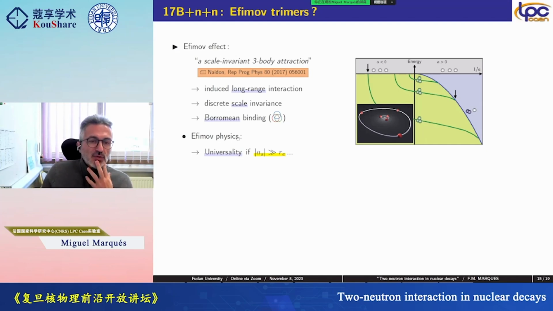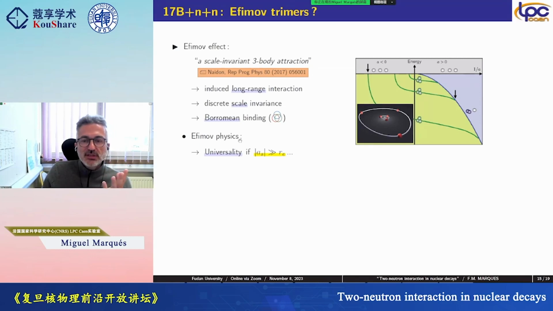And of course, this has been found in atomic physics. In atomic physics, you can change the interaction with magnetic fields between the particle pairs. In nuclear physics, we cannot. So we have to be lucky enough to find a system that has these interactions already finely tuned by nature, not by us. So it's very difficult to find maybe an Efimov effect in nuclei, but we have Efimov physics.